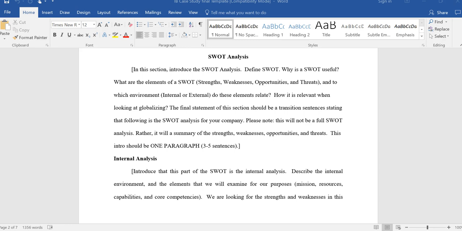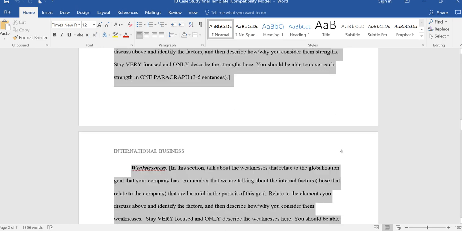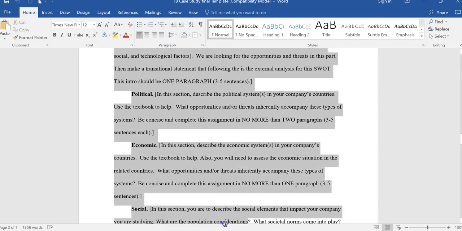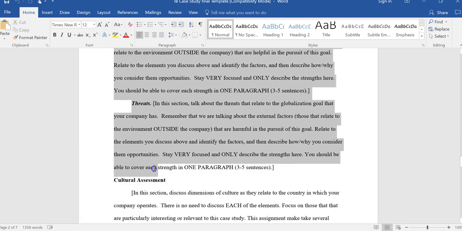What's going on is you're actually going to do the internal and the external part of the SWOT analysis, and all of it is going to be due in Mod 5. So that'll be like in 3 weeks or so. If you look at this, we're going to go from here, the SWOT, all the way, we have the internal analysis all the way down through the external analysis, which ends with threats right here. So you are not going to do the cultural assessment.